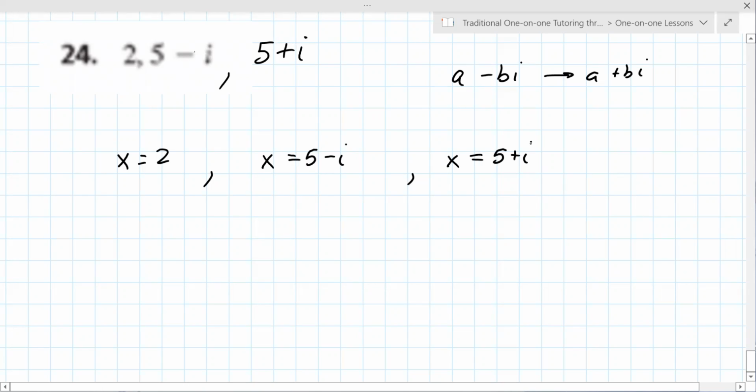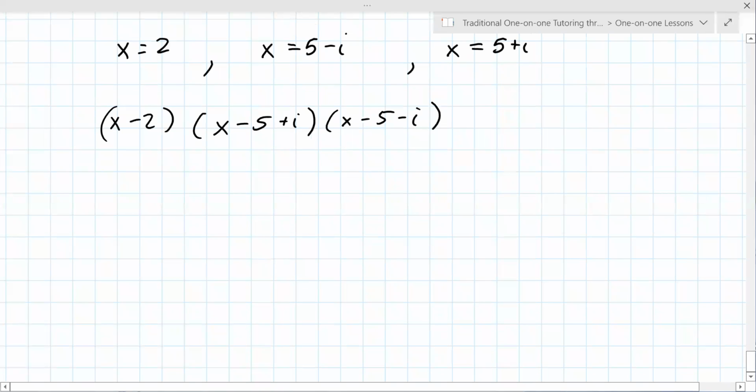So you're going to get everything on one side of the equation. So it's x minus 2, x minus 5 plus i, x minus 5 minus i. I'd like you to try the two factors on the right, multiply it out and see what you come up with. Okay.